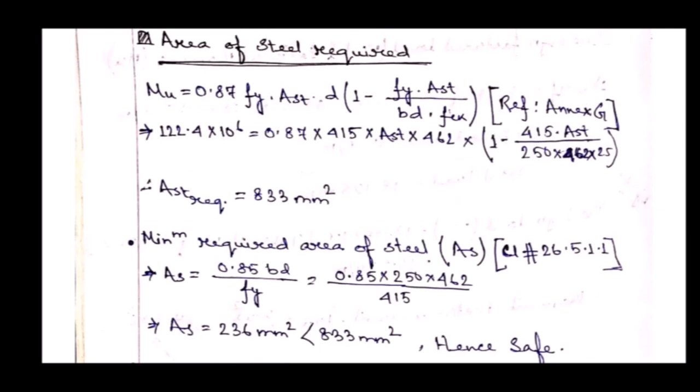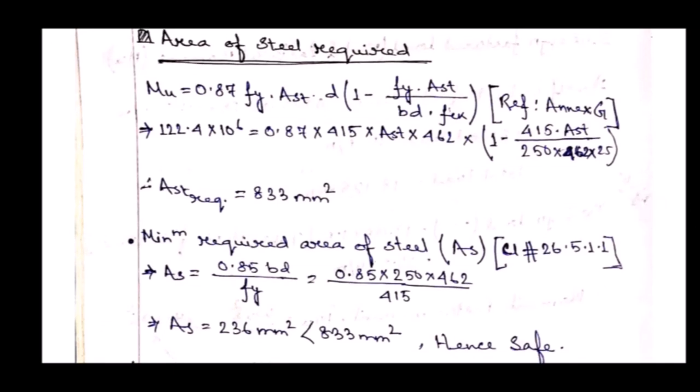Okay, so from this equation we have to find the area of steel, that is Ast. We know Mu, the factored moment, that is 122.4 multiplied by 10 to the power 6, equals 0.87 times fy, which is 415, into the area of steel that we have to find, into d, that is 462, within bracket 1 minus 415, that is fy, into Ast that we have to find, by b, that is 250, into effective depth d, that is 462, into 25, that is fck. So from this equation we find the area of steel required, that is 833 mm square. So this amount of steel is required for this section.